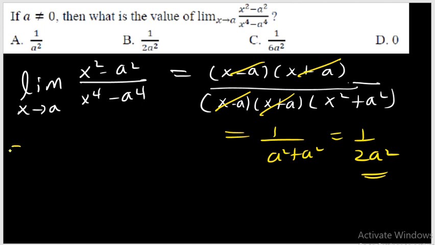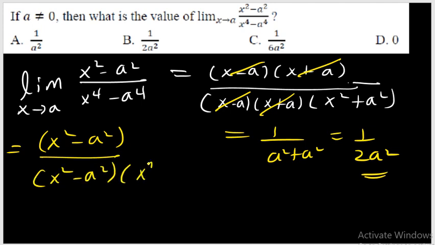Actually, we can do the upper part, x square minus a square, keep it as it is. But the lower part, we can write it x square minus a square times x square plus a square. We can cancel this one directly here, and then we can get this result, so the answer will be B.